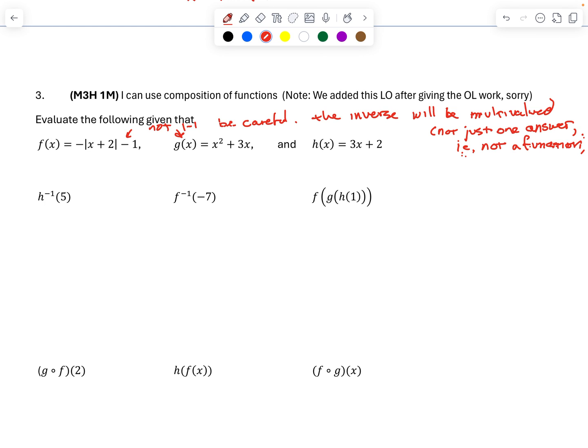For the inverse, you remember that the inverse input is the original output. So we're going to take h of what equals 5, right? So we say 3x plus 2 equals 5. Solve. Lovely. F inverse of negative 7.